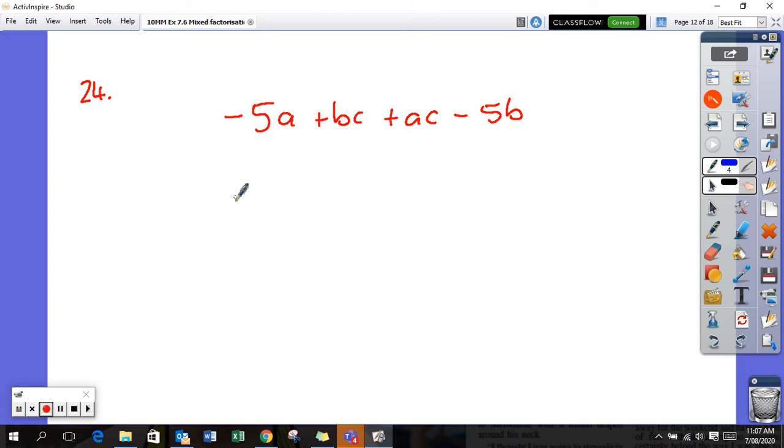Question 24. We have some minus 5s and we have some c's. So let's group them together. Minus 5a minus 5b. The sign in front always goes with the term, plus AC plus BC, and I'll just put it so it goes AB, AB.